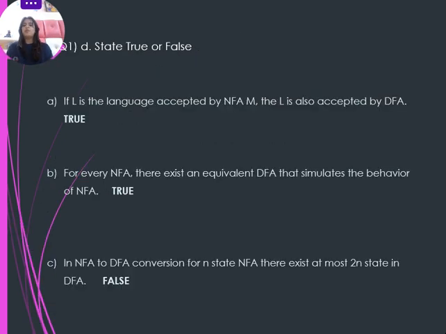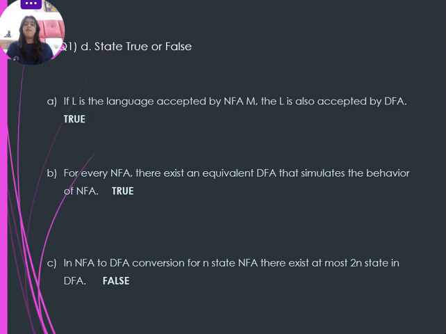Now we will move forward to the fourth part of the first question, that is, state true or false. In this question, we have been given some sentences and we have to tell whether each is true or false. So here are some sentences. The first one is: if L is the language accepted by NFA M, then L is also accepted by DFA. So the answer is true. Yes, if L is the language accepted by NFA M, then L is also accepted by DFA.